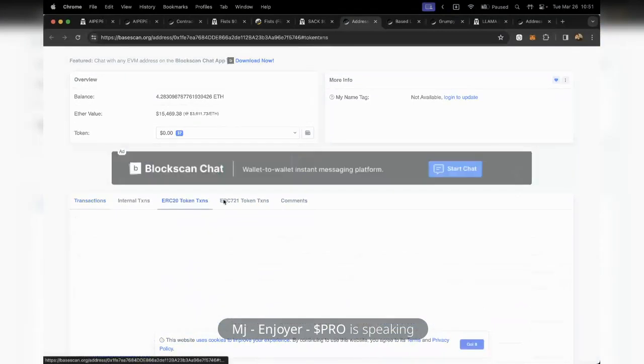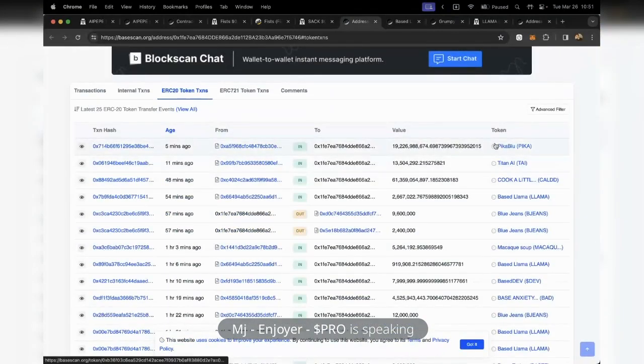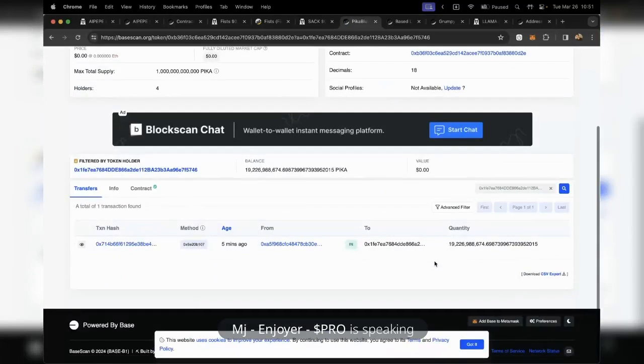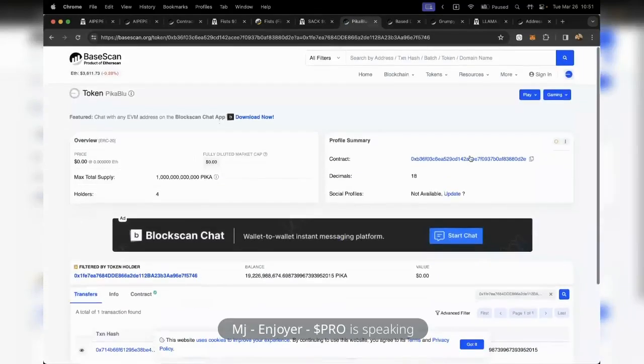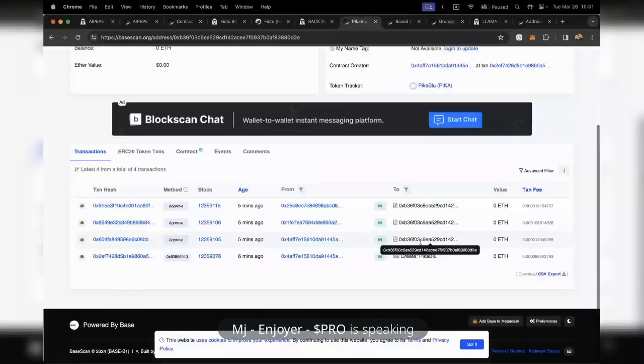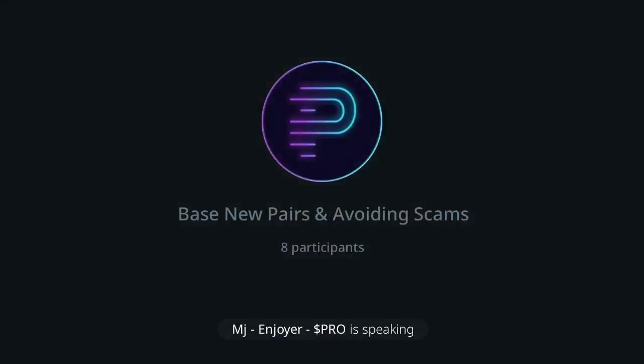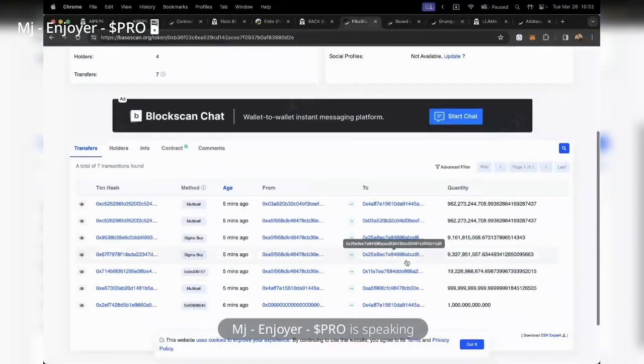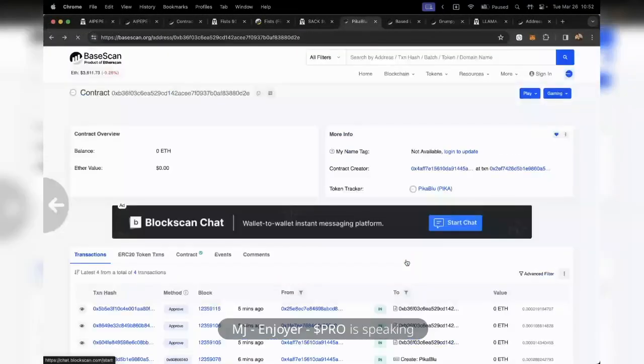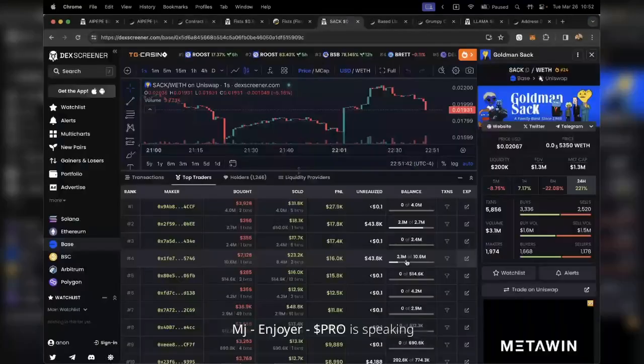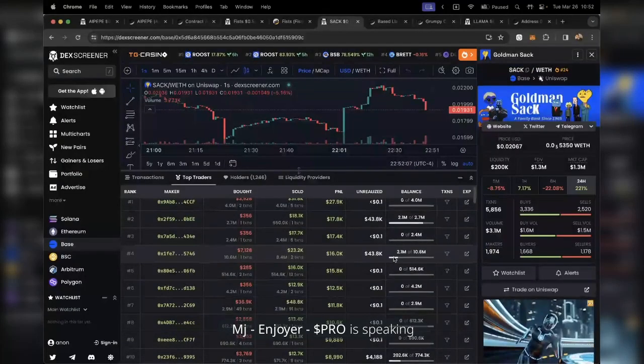He has also bought Peekaboo, which I think might have been a rug. Peekaboo looks like a rug. He bought a rug. That happens. Even good traders, you know, think something looked good and they buy a rug. See what else he's bought.